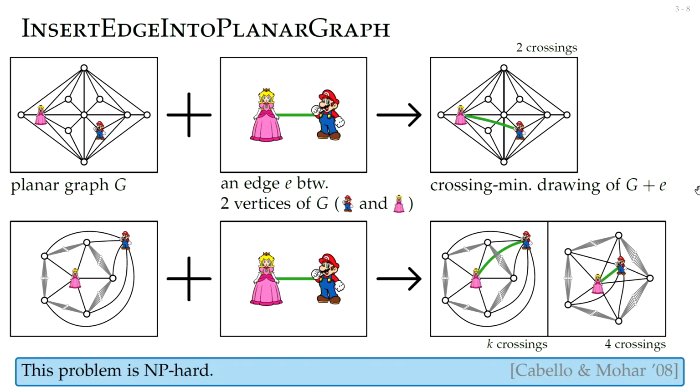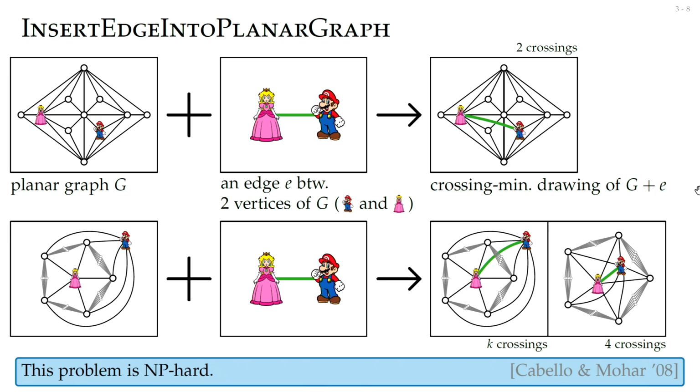And in fact, it has been found out by Cabello and Mohar that this problem is already NP-hard. So we have a planar graph, we add 1 edge, we want to minimize crossings, it's NP-hard. So that's tough for us, but then of course it's not the end of the world. We will just make the problem simpler.